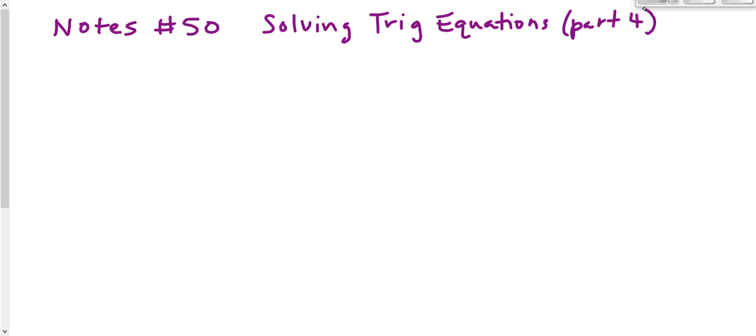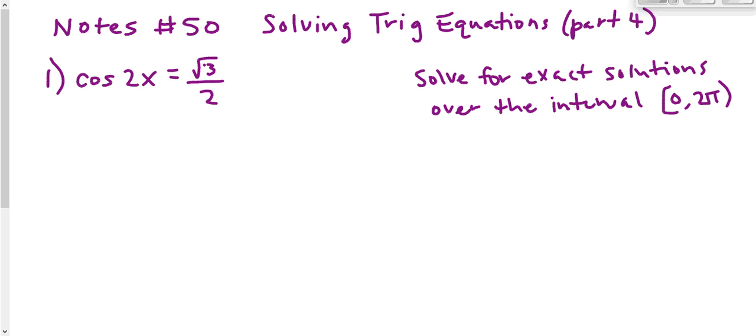Okay, let's get on with today's lesson. So here's our first example. We have cosine of 2x equals the square root of 3 over 2, and we're going to solve for exact solutions over the interval from 0 to 2 pi.